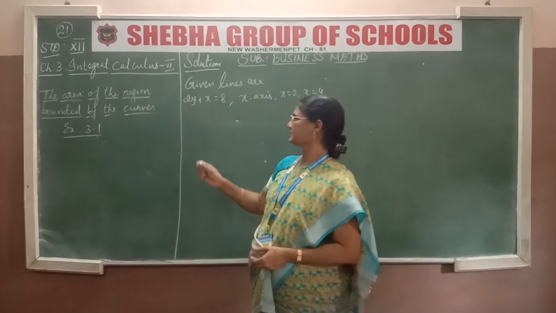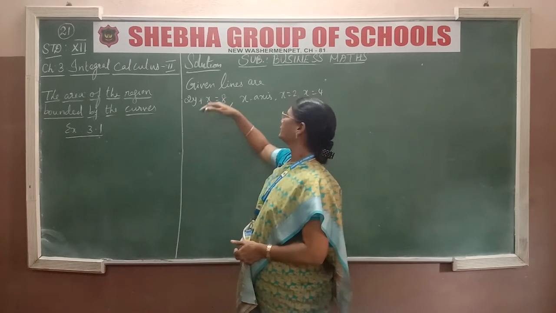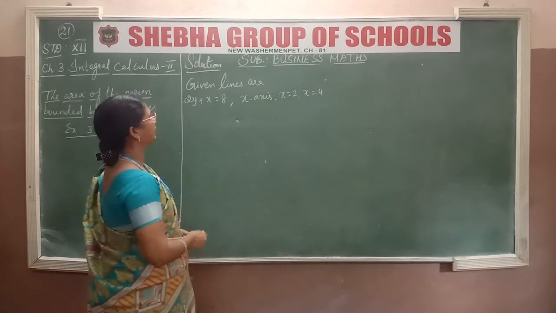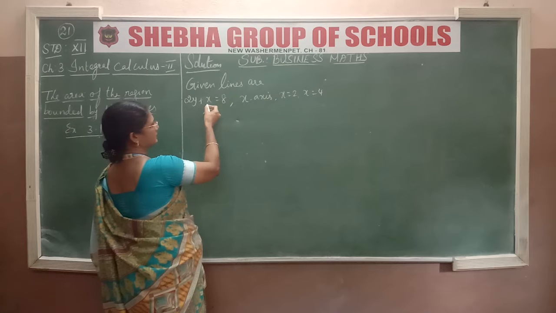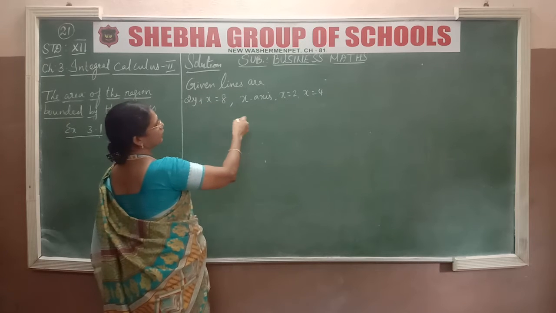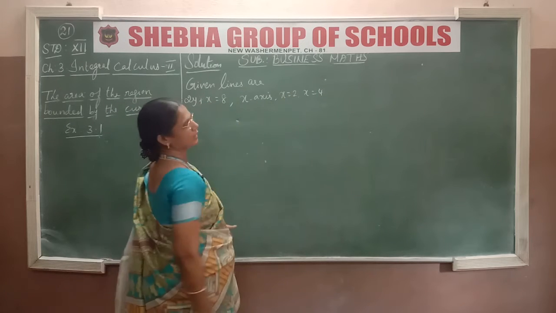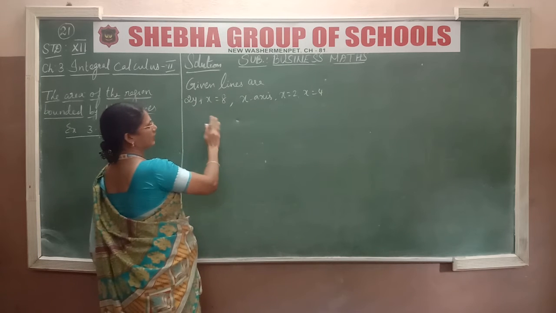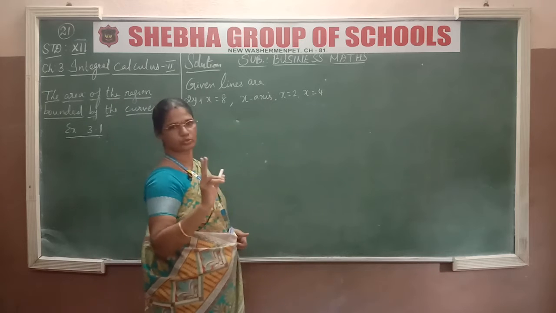Okay, next we see exercise 3.1. The first sum is: using integration find the area bounded by the lines 2y plus x equal to 8, x-axis, x equal to 2 and x equal to 4. First we draw the line. To draw a line we need at least 2 points.